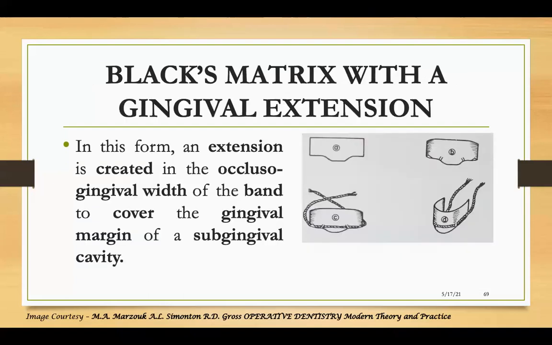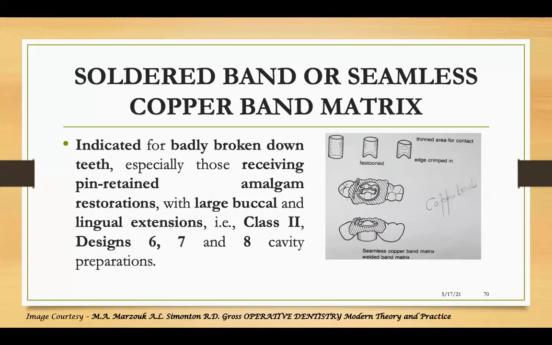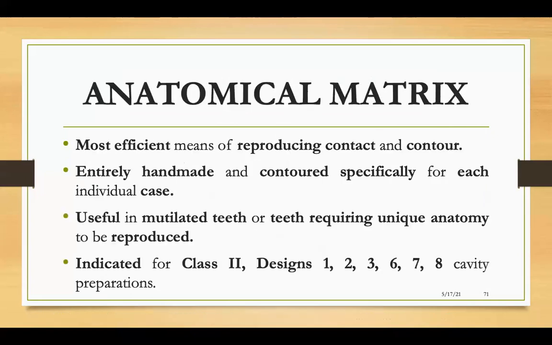Next we have Black's matrix with gingival extension. As you can see, it is extended a little down from the gingival area. Then we have the copper band, or the soldered or seamless copper band. This is what you do: you place the band and then you try to adapt it using an impression compound or something, and then you place it. I know it looks very difficult, but these were the older methods.